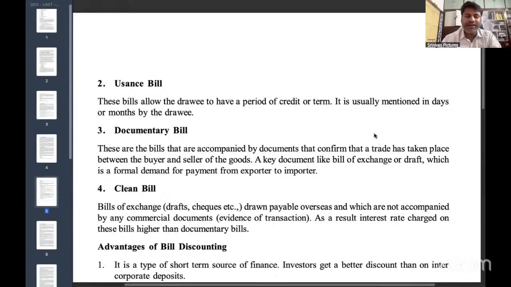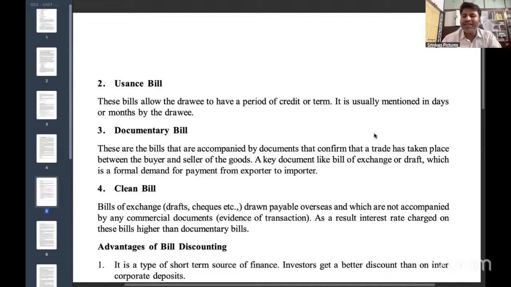Usually mentioned the days or months by the drawing. Uses of bills. Documentary bills. These are bills that are accompanied by the documents that confirm that a trade has taken place between the buyer and seller of the goods.